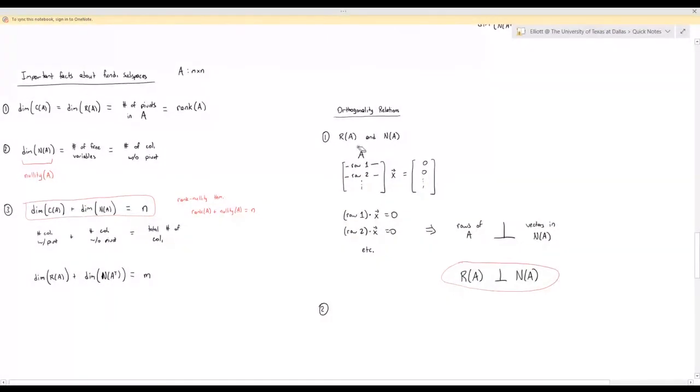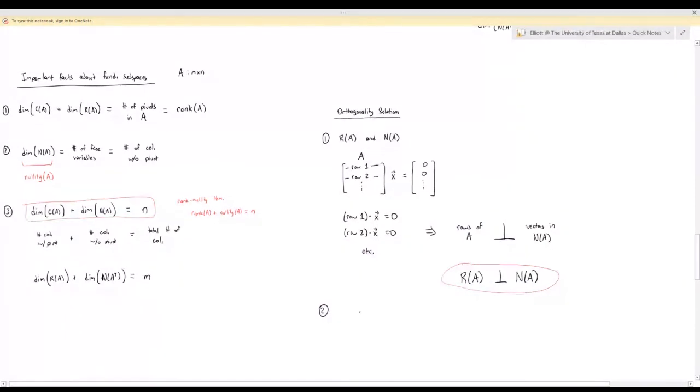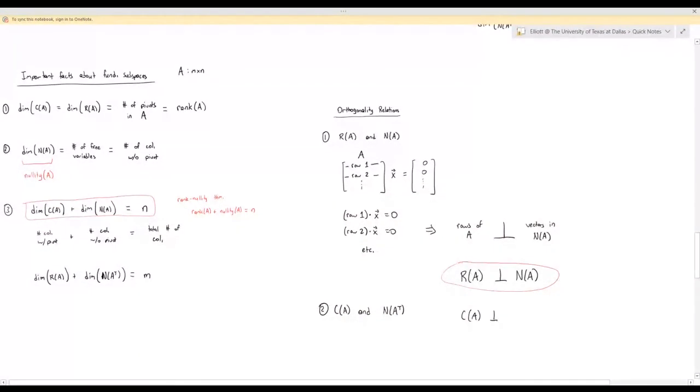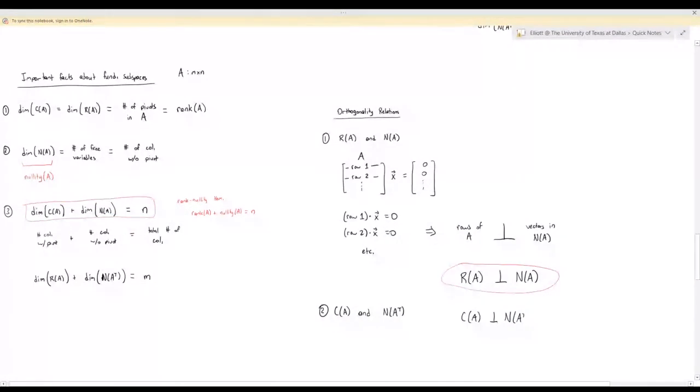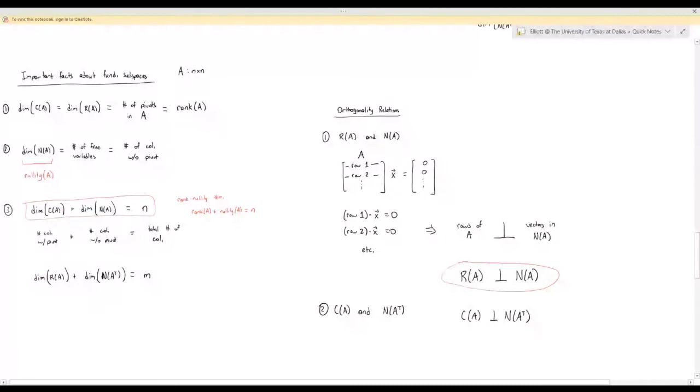And then just similarly, if you replace A with A transpose, the row space of A transpose would be the column space of A. And these two satisfy a similar relation that the column space of A is orthogonal to the left null space of A, meaning that all the vectors in the column space will be orthogonal to all the vectors in the left null space, okay? So these relations are pretty important. The second one here in particular, the column space and left null space are orthogonal. That comes into play when we start talking about projections, so keep that one in mind in particular.